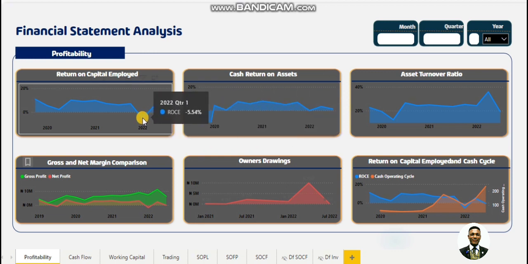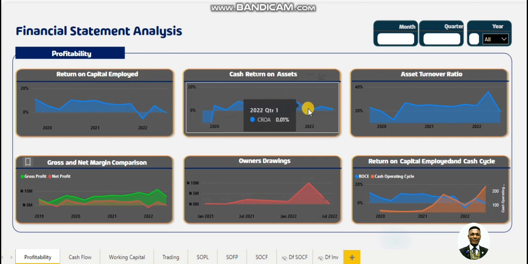Remember, we also had a decline. So this loss that was made in 2022, resulting in a decline in return on capital employed, also resulted in the decline of cash return, and it picked up and went down again. So what does this mean? What does this tell about the health and efficiency as well as liquidity of the business?